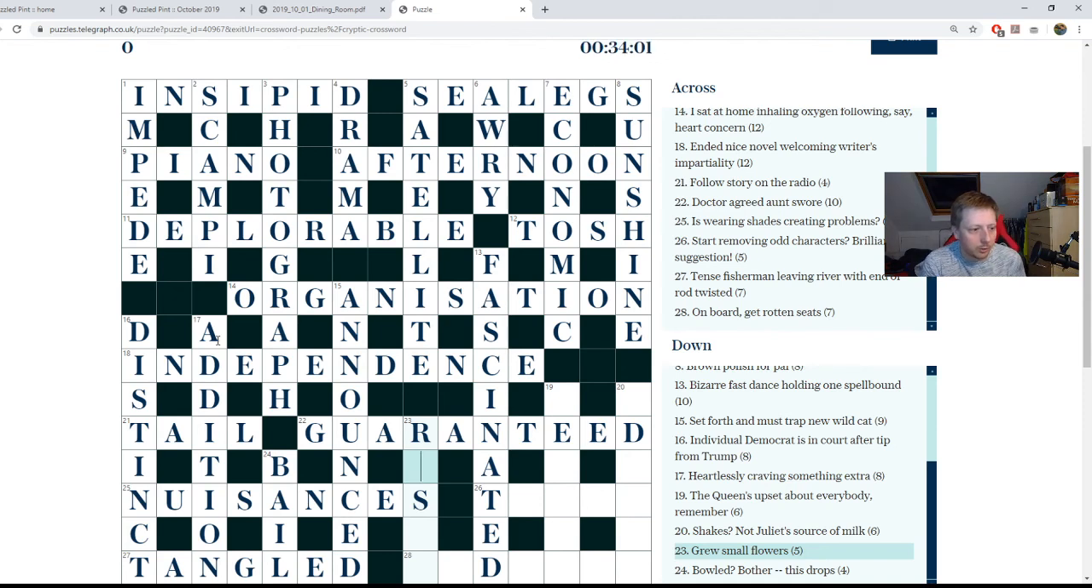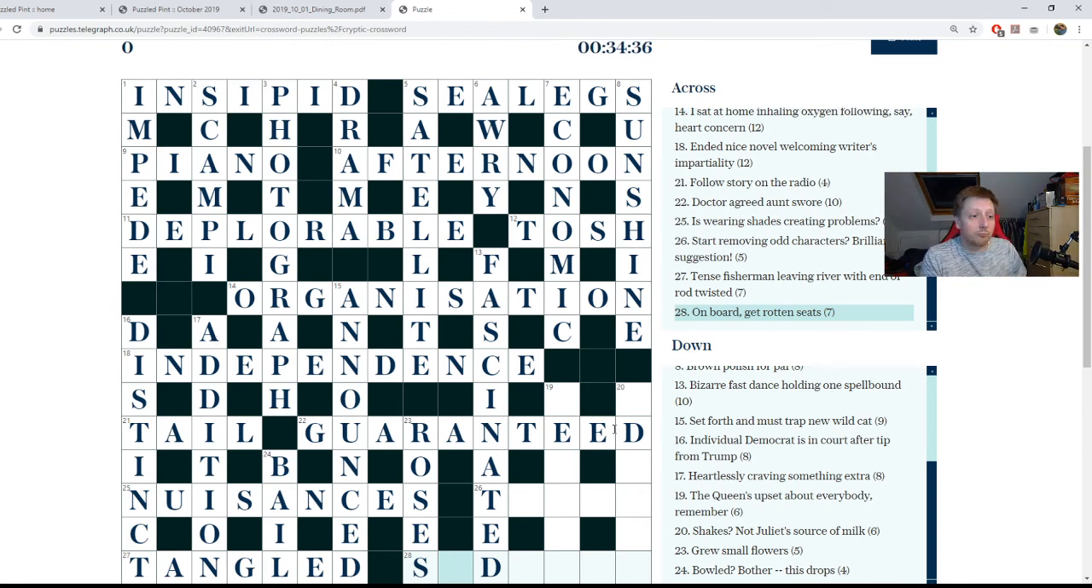23 down. Grew small flowers. Oh, that's okay. It's a reasonable clue. We have okay. How's my voice now? Has it come back to normal? And yes, everyone has said that this is roses. Grew, if you grew, you rose. Small is S. Roses is flowers. Good. I just unplugged the mic and plugged it back in again, and it makes it work.